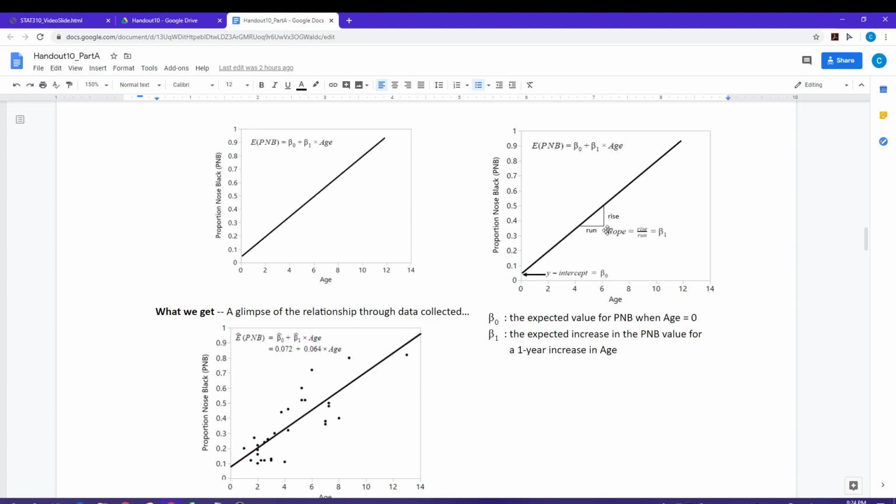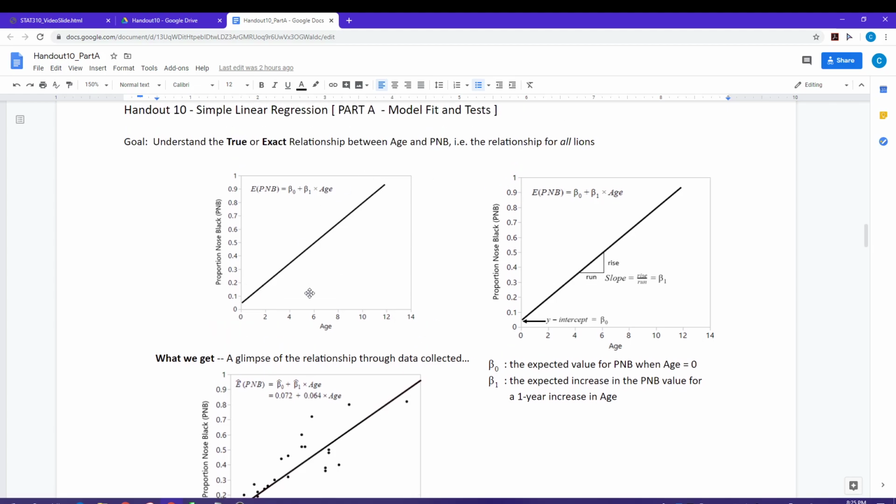the slope of this line represents just the rise over run. So here, in the context of this problem, the slope is going to indicate how much I expect the PNB, or proportion nose black, to go up for every additional run. So if I run 1, or if I increase age by 1 year, how much can I expect the PNB value to go up? That's what the slope is going to represent here.